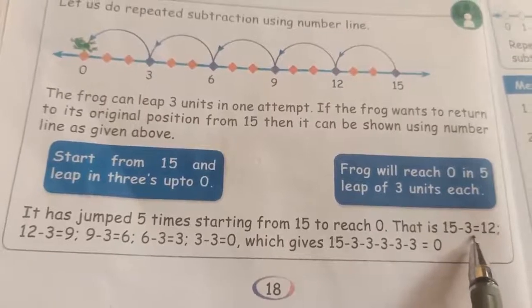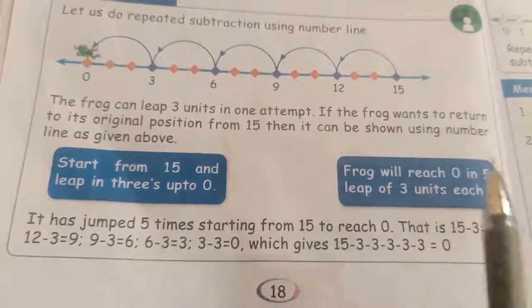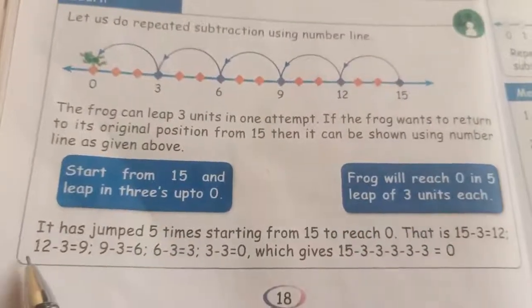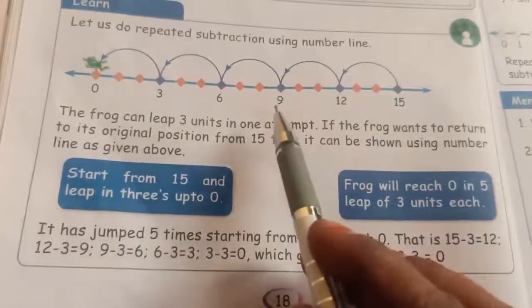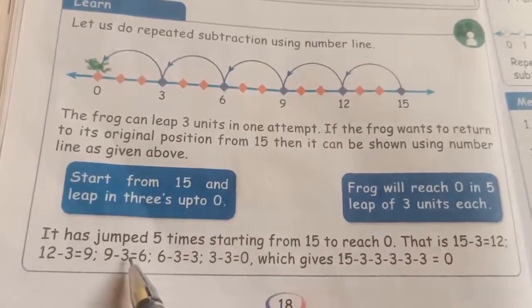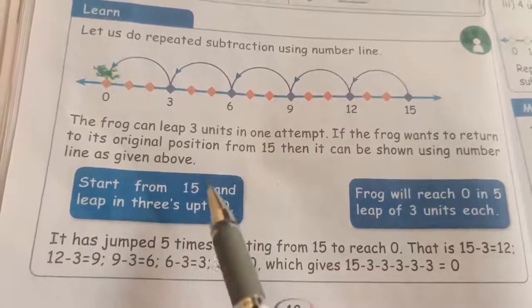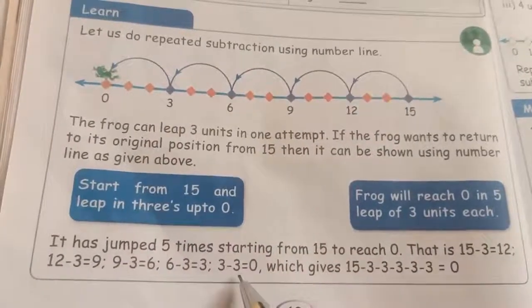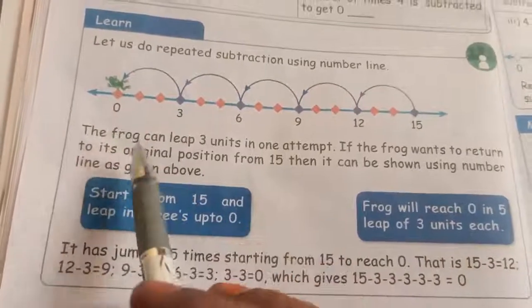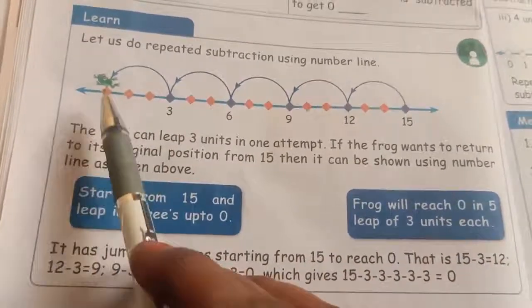So that is 15 minus 3. This is the first jump. So 15 minus 3 is equal to 12. Next, 12 minus 3 is equal to 9. Next 9 minus 3 is equal to 6. Next 6 minus 3 is equal to 3. Again 3 minus 3 is equal to 0. So it reached its place.